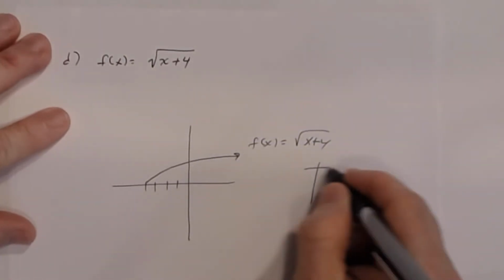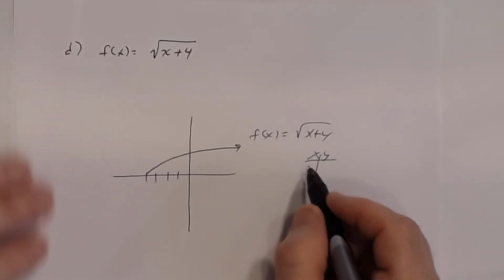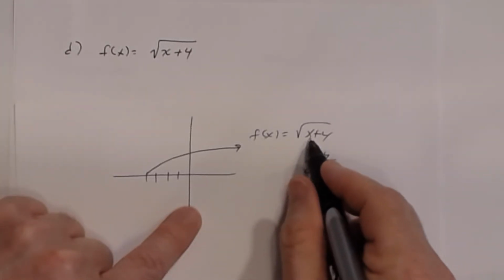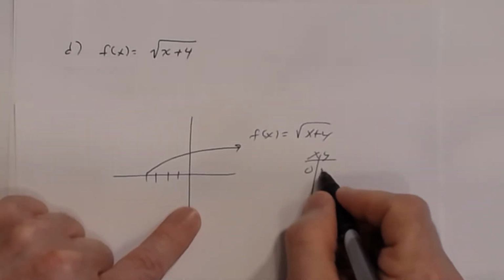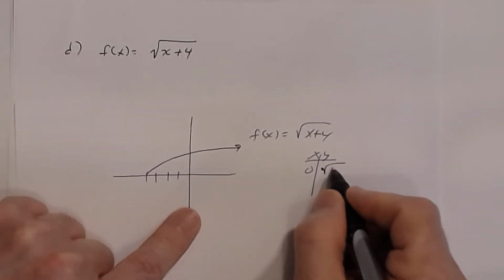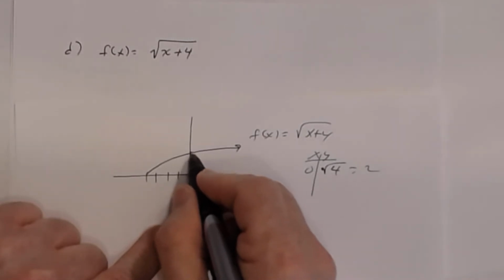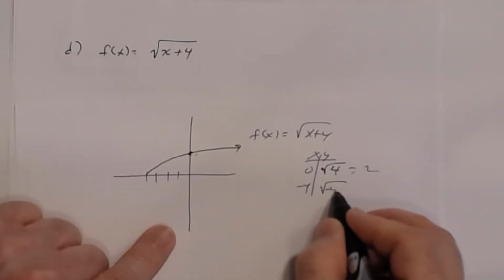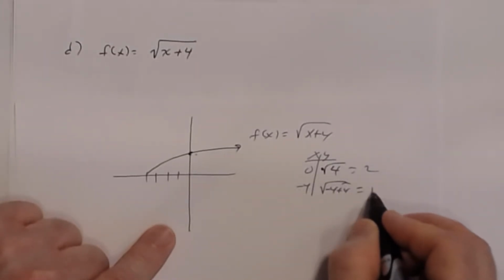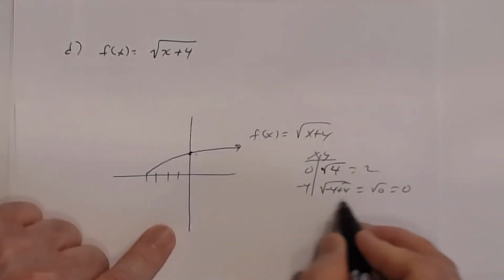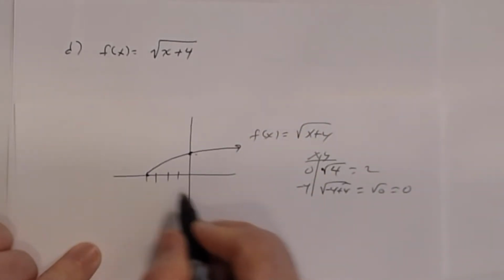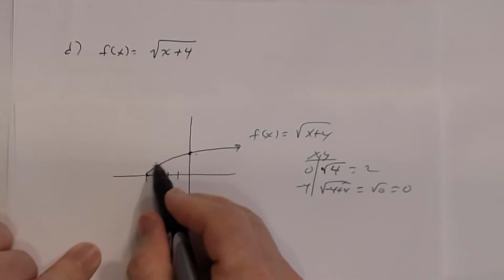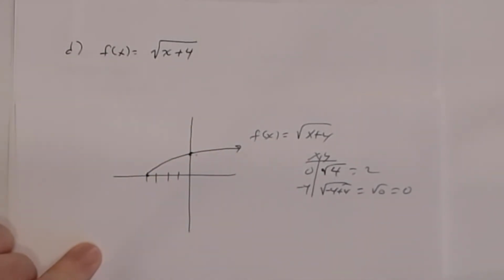Kind of makes sense because if you do a t-table, when x is 0, I get 0 plus 4 is 4, and the square root of 4 is 2. So that's here. Okay? That's 0, 2 right here. When x is, let's say, negative 4, I get the square root of negative 4 plus 4. So that's the square root of 0, which is 0. So you get negative 4, 0, which is this right here. So just continue using that t-table and you'll get these points here. So it looks like this.